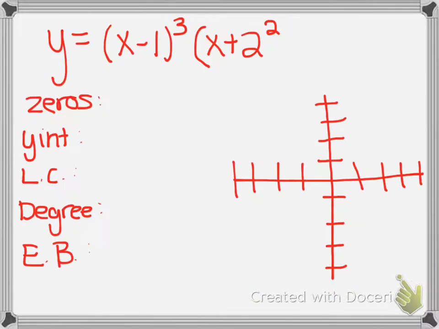Okay, now I want you to try this third example on your own. So pause the video now and identify the zeros, the y-intercept, leading coefficient, degree, and end behavior, and then sketch your graph.